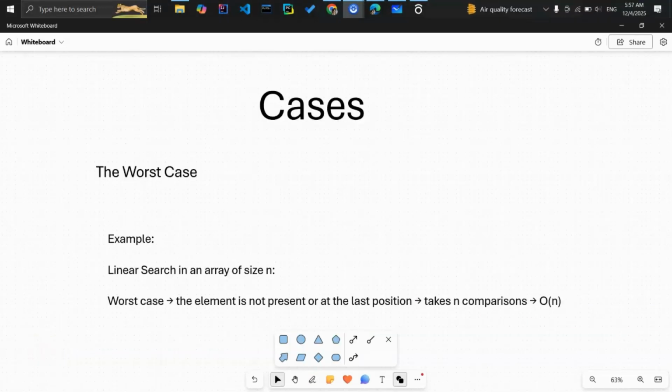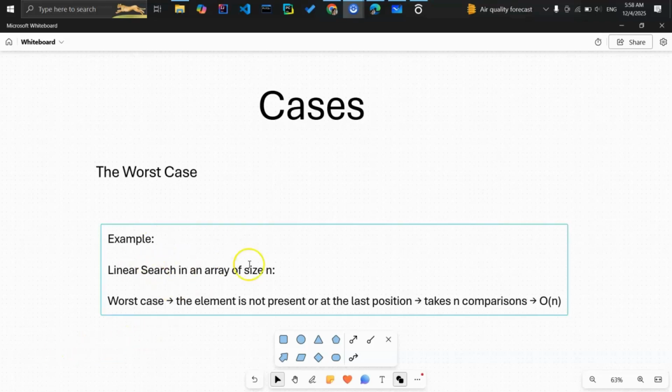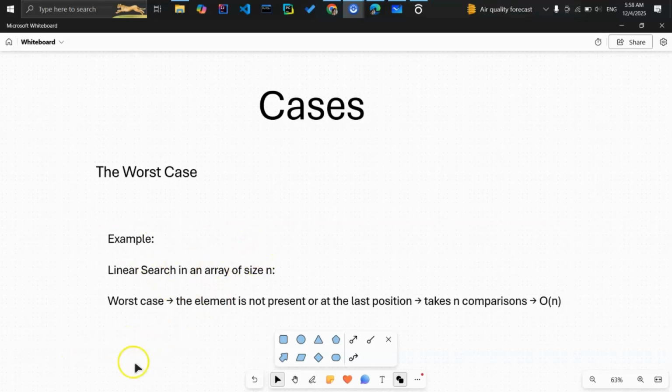What are the cases? When we analyze an algorithm, its running time can vary depending on the input. We classify them into three main cases. What are they? The first one is the worst case. The scenario where the algorithm takes the longest time to complete. It guarantees an upper bound on running time. Big O notation is usually based on the worst case. You can see this example.